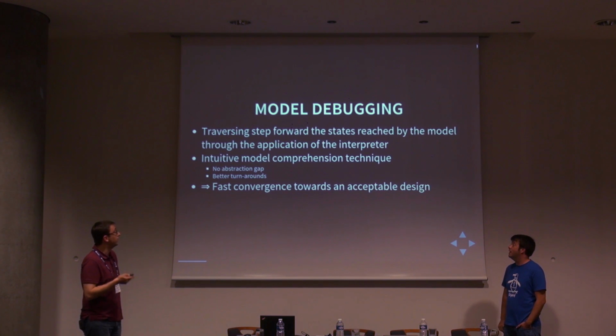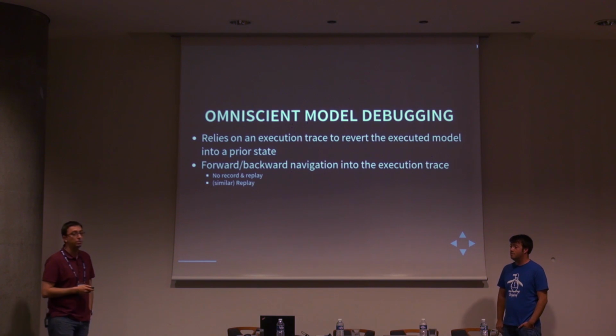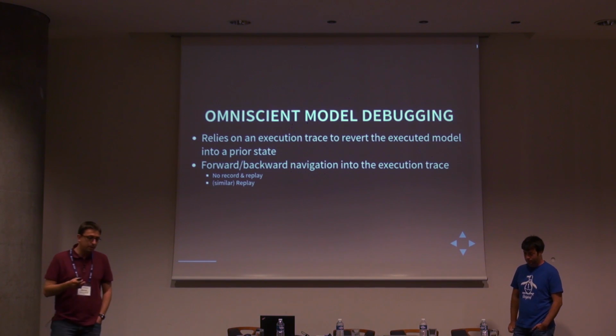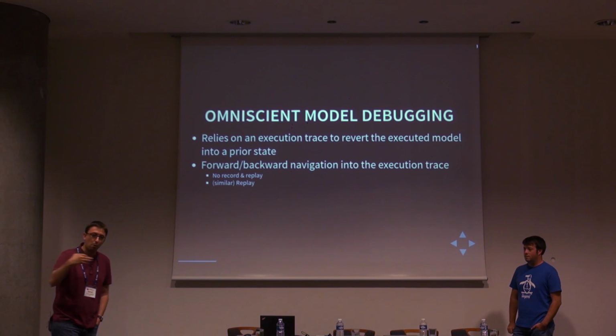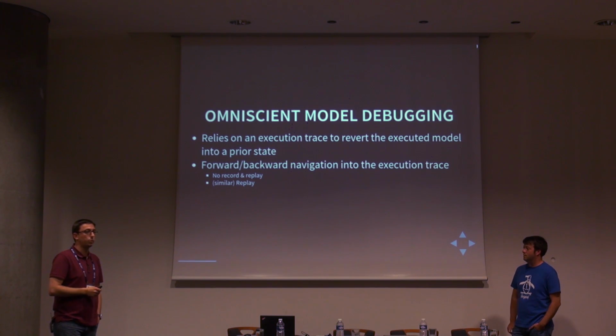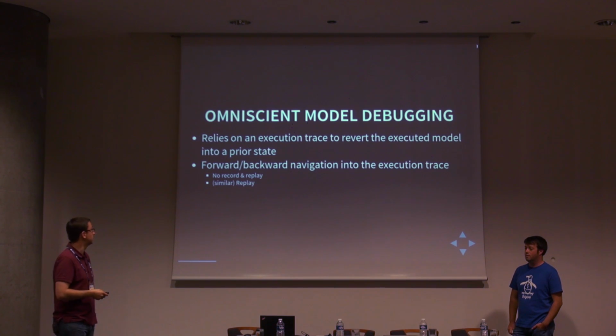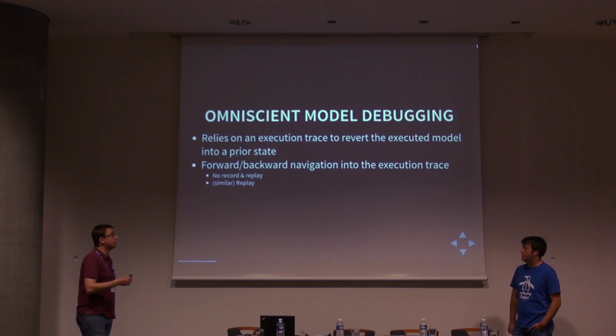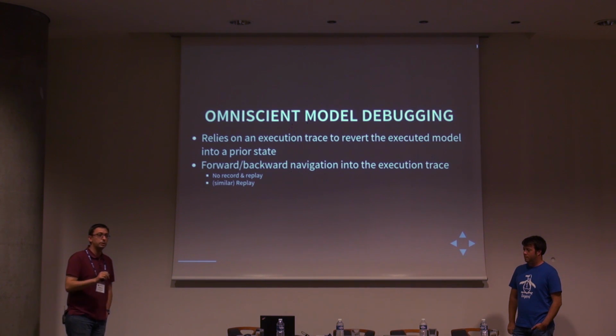An extension of model debugging is omniscient model debugging, which extends model debugging with the ability to traverse forward and backward the execution trace. So while model debugging is only going forward and looking at the different states that a model reached during the execution, omniscient debugging also allows going backward in order to analyze the previous states that we reached in the past.